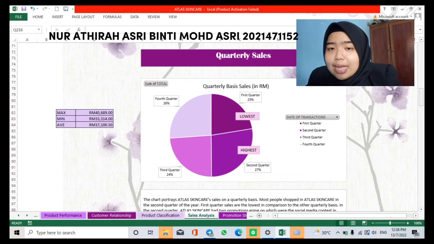In the second quarter, Atlas Skincare had two promotions going on, which were the social media contest in April and the Mother's Day celebration in May. These promotion strategies contributed to the increasing number of sales in the second quarter.